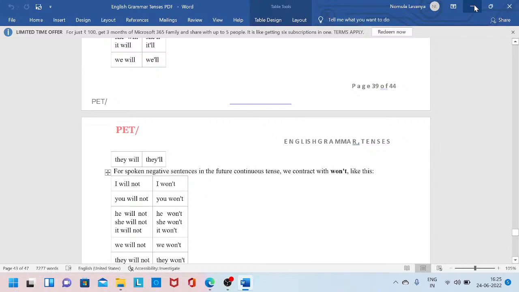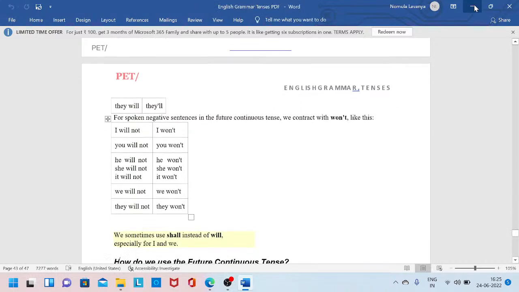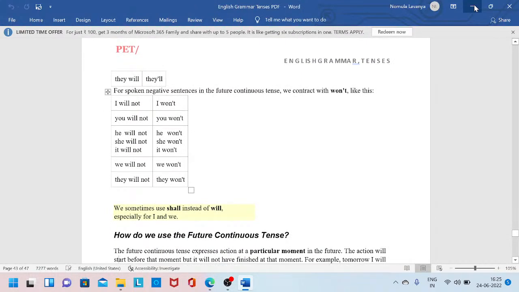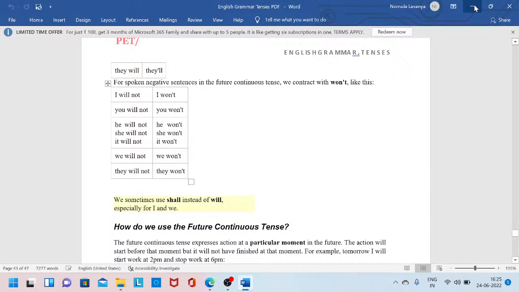For the spoken negative sentences in the future continuous tense, we contract with won't. As usual, what we have used in the future tense is the same, but I will not becomes I won't. You will not becomes you won't. He will not becomes he won't. So all this I have shared on my screen. You can also observe: they will not, they won't. Okay, we sometimes use shall instead of will, especially for I and we.